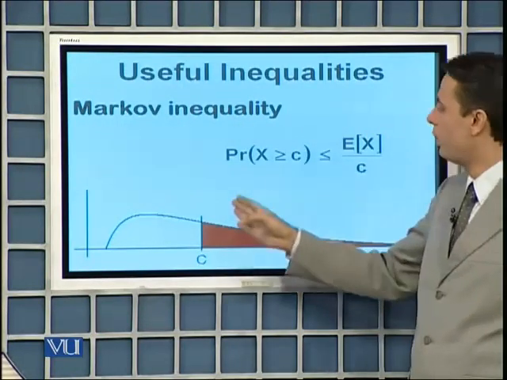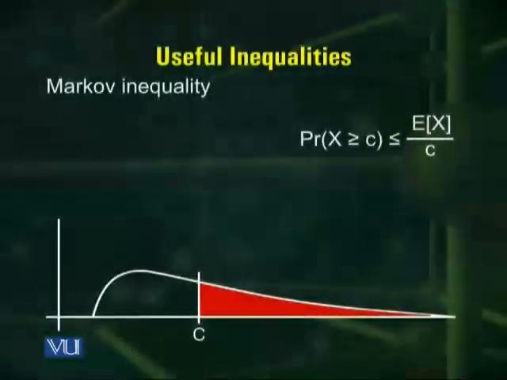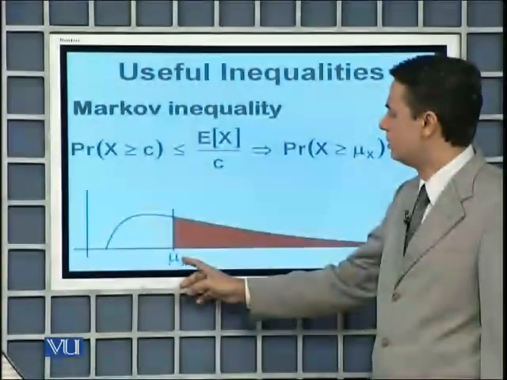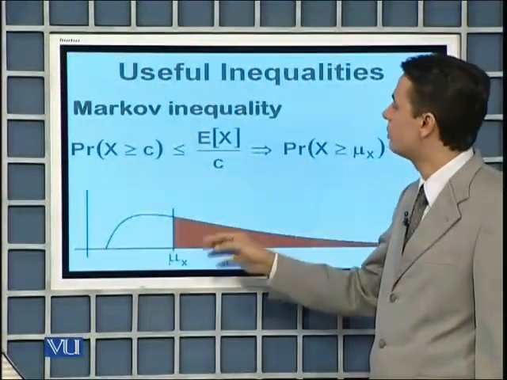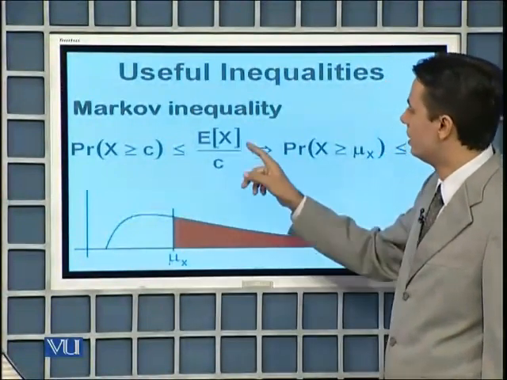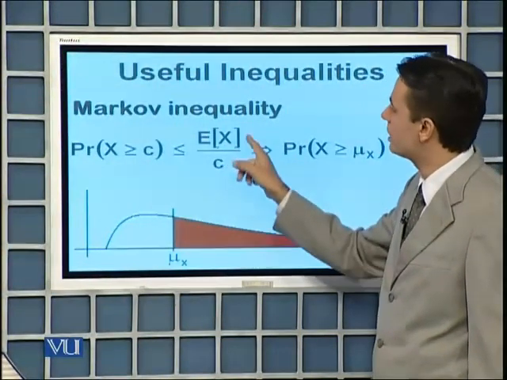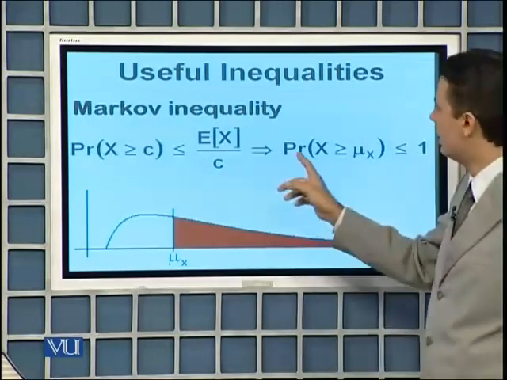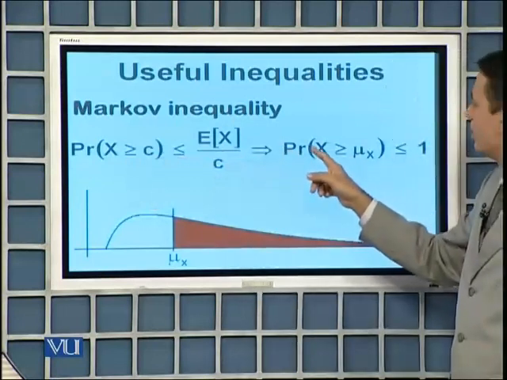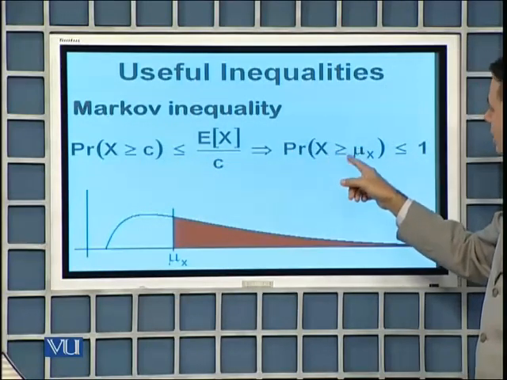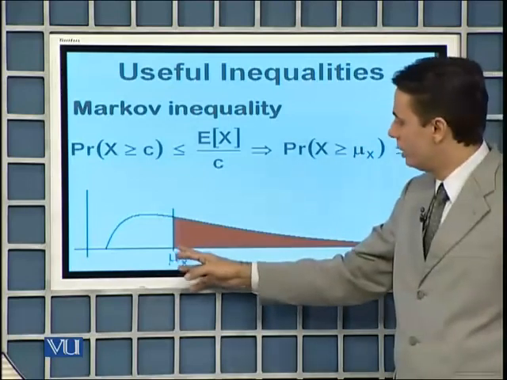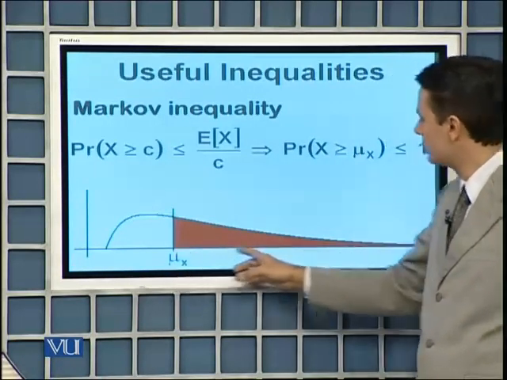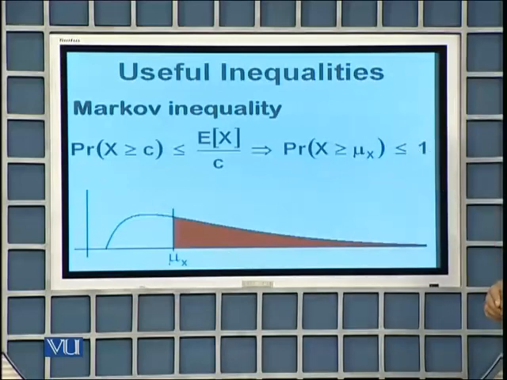We can mark different points on this PDF to analyze this Markov inequality. For example, we can pick c to be 1. We can pick c to be equal to mu x. So we can pick this ratio to be 1. So if we pick c to be exactly equal to the expected value of x, or this ratio to be 1, then Markov inequality says that the probability of x being larger than mu x, the area under the curve of this PDF from mu x to infinity, is going to be less than or equal to 1.